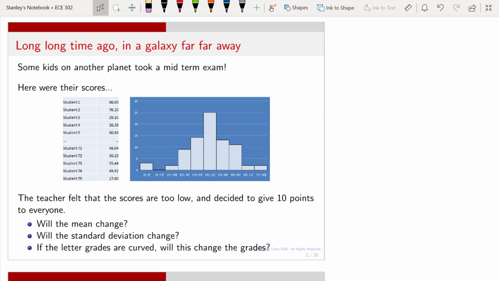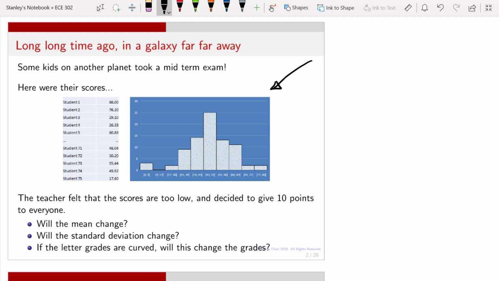To start with, I want to tell you a story. Long time ago, in a galaxy far, far away, there are some kids on another planet who took a midterm exam. And this is the score that they got. So we have student 1 through 75. And then this is a histogram summarizing their scores.